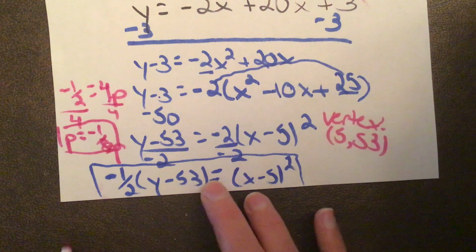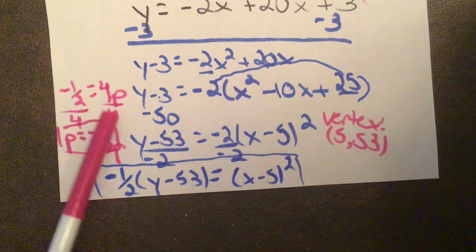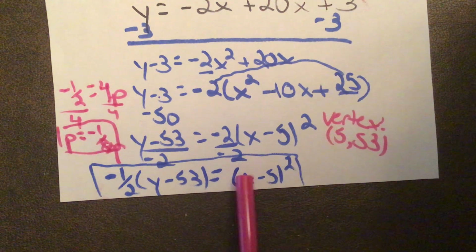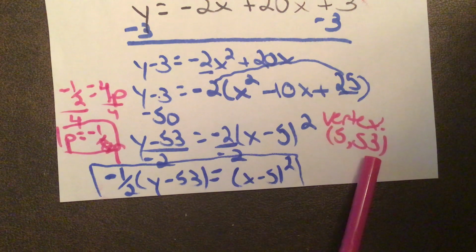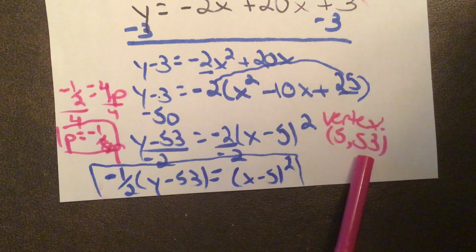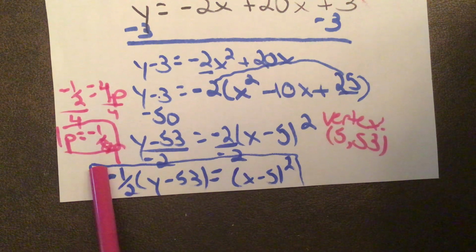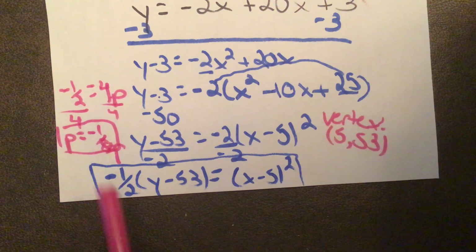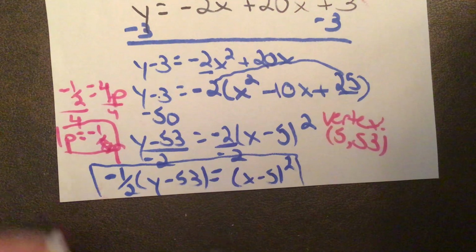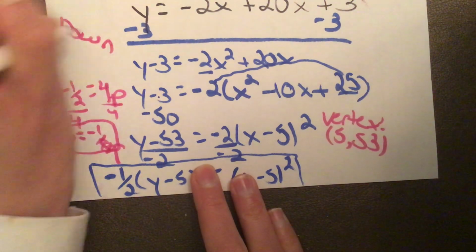Sometimes you do get a fraction for the focal radius, and that just has to do with the fact that the way the equation works, it's always a 4p out front. In this case, I would start at the vertex, which is at 5, 53, and then I would move down 1/8 to get to the focus, and up 1/8 to get to the directrix. So this guy we know would open down.